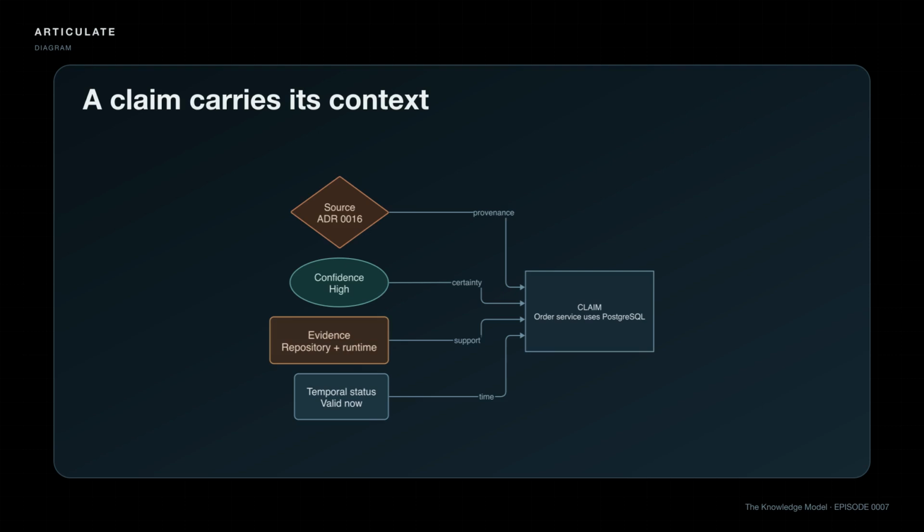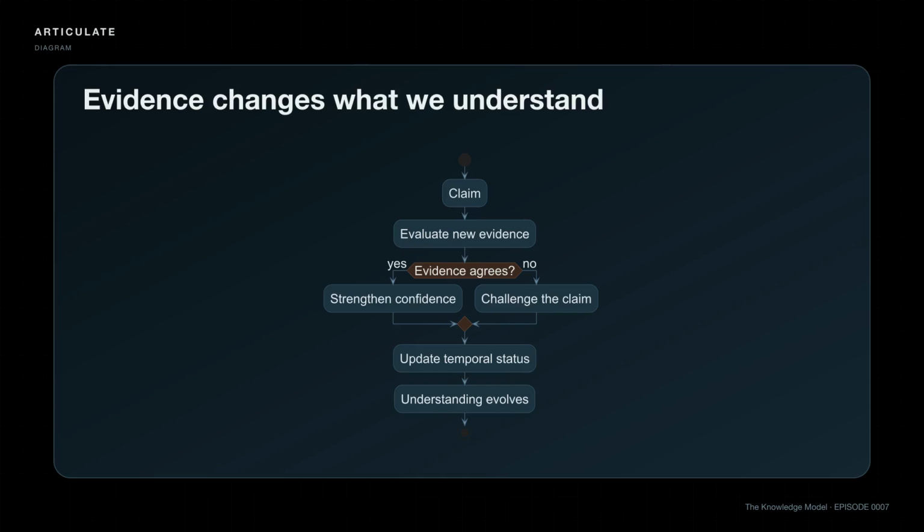Has it always been true? Or has the architecture evolved over time? Those questions become just as important as the claim itself. Rather than storing disconnected facts, the knowledge model stores claims together with the information needed to understand and evaluate them. That allows the model to grow over time.